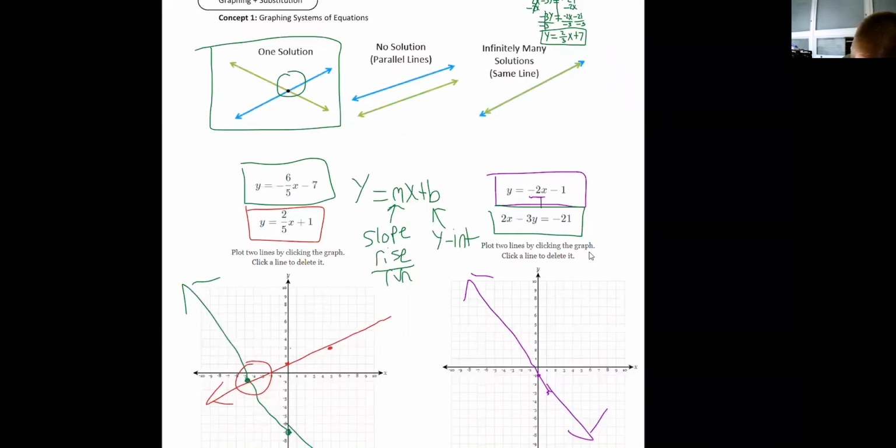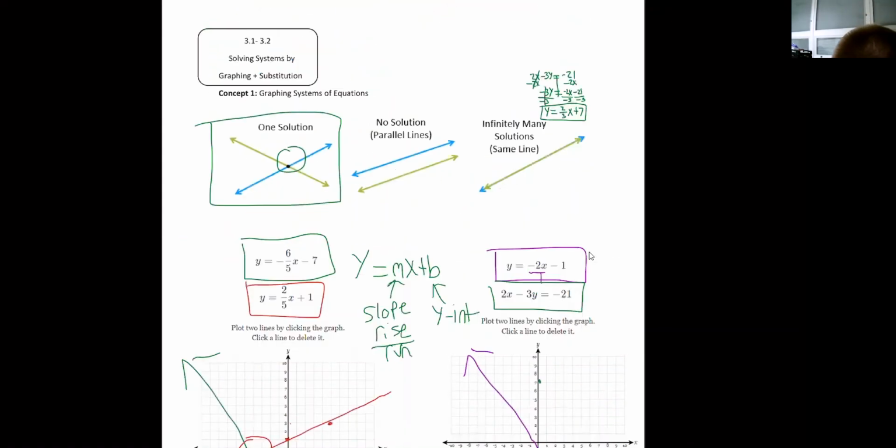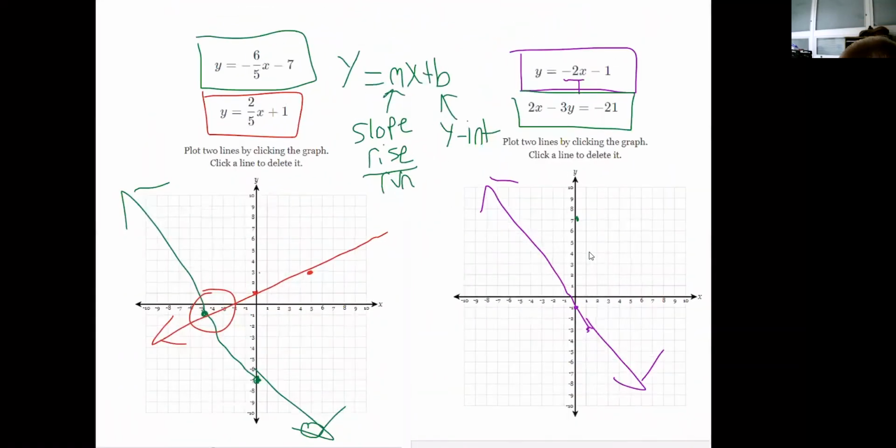So if I go ahead and graph this on my thing, like I said, you would click a point up at 7. And then our slope was 2 over 3. So I would go up 2, right 3. And then I would just graph that.